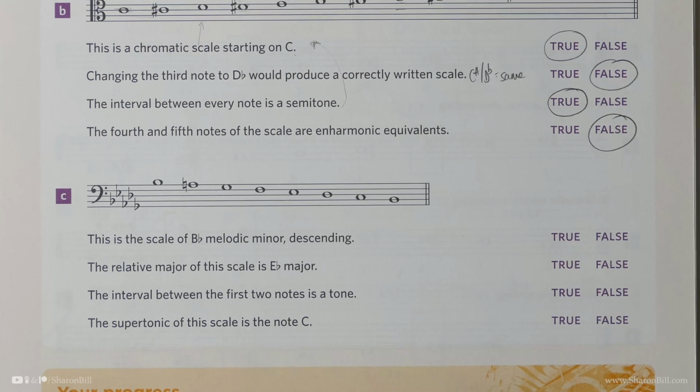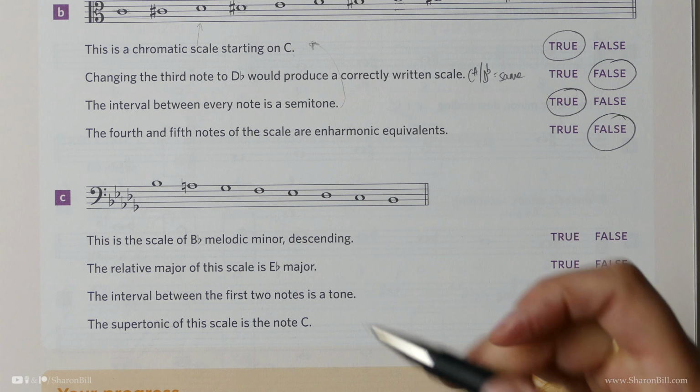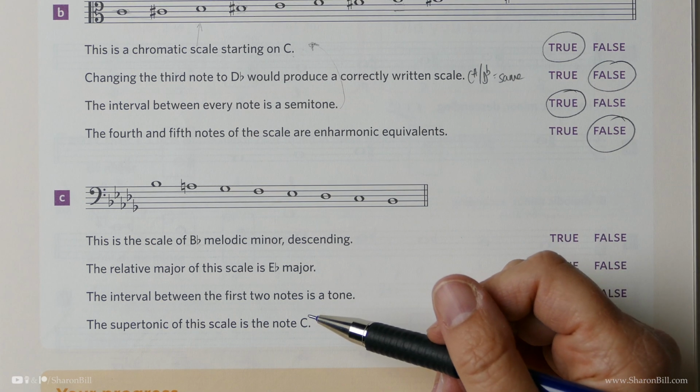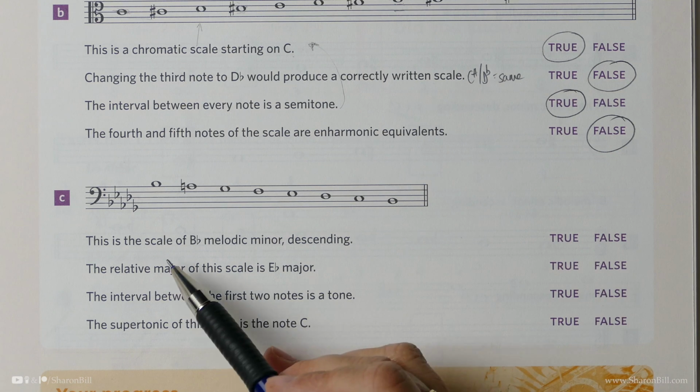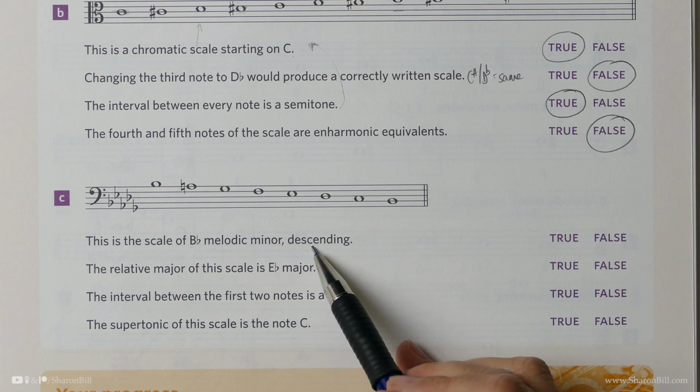And so do try this final question. It will bring into remembrance much of what you've learned in this last chapter. So is it true or false that this is the scale of B flat melodic minor descending?